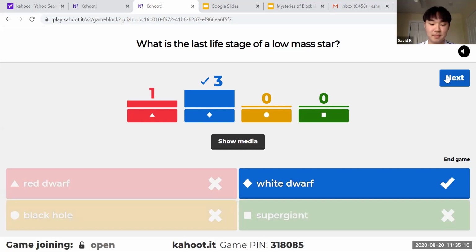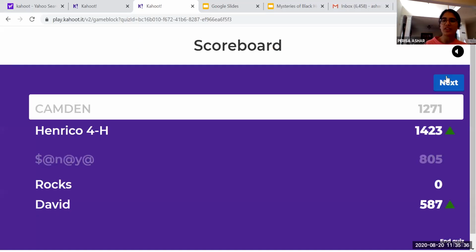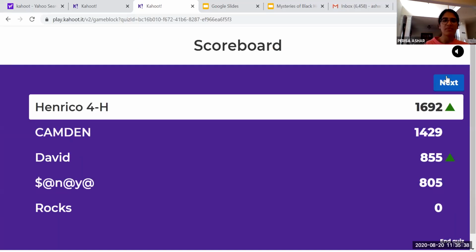Okay, good job. A majority of you got this correct. Technically, you could correct me and say, hey, Parisa, the video said a black dwarf, which is true. A black dwarf in essence is just a dormant white dwarf, but the last technically known stage of a low mass star is a white dwarf. But if you remember, the last stage of a high mass star, like supergiants, is a black hole or neutron star. So a majority of you got this right. Good job, Camden, Henrico 4H, and Sanaya.